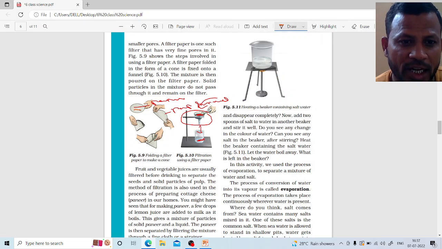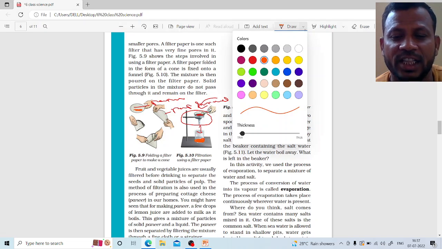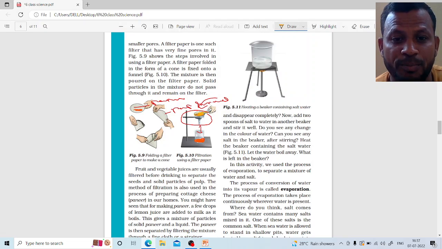Here it contains the small pores in the paper which allow the water to pass through them and settle in the bottom of this glass or be collected in this jar, and all the impurities are collected in the funnel. The separation of impurities from the liquid is known as the filtration process. Remember this point.